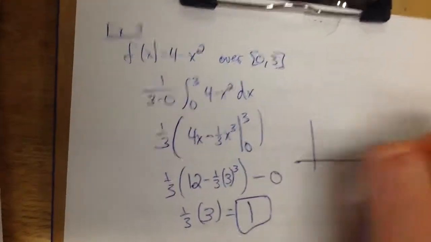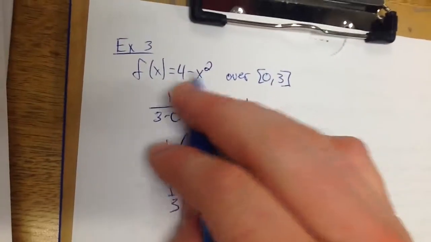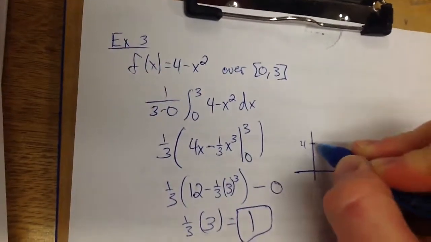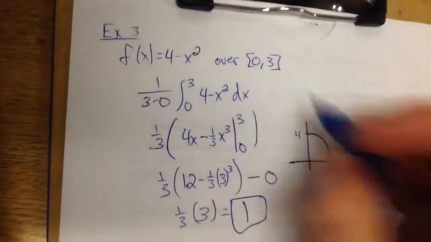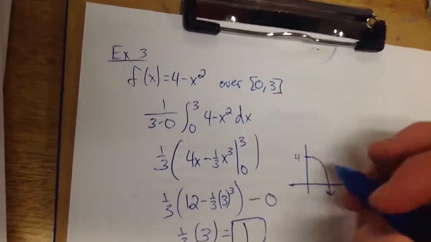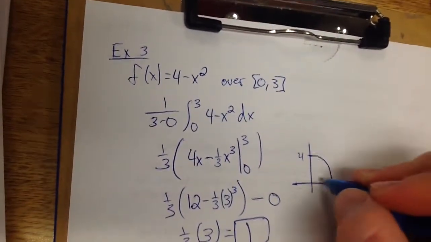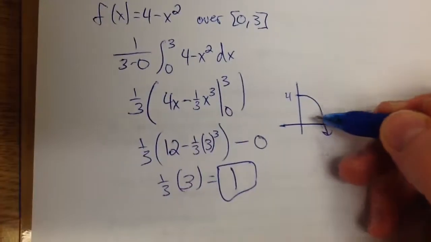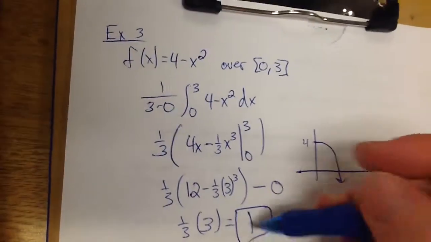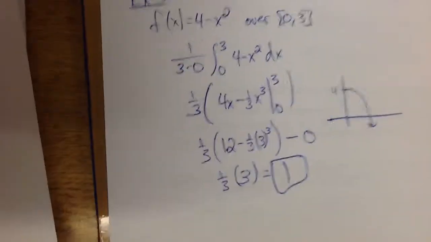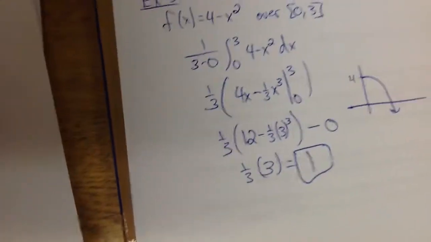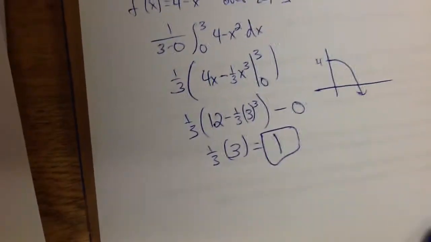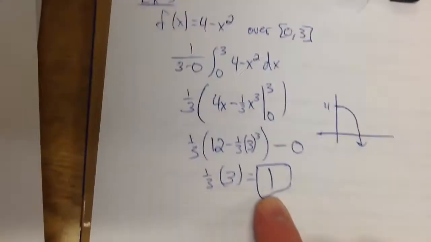That just means, let's see, upside down parabola, up 4. So from 0 to 3, wherever 3 is, I don't know. From 0 to 3, the area underneath the curve is 1. Then it asks, does f actually take on this value at some point in the given interval? Well, I don't know. Does this function ever actually hit y equals 1?